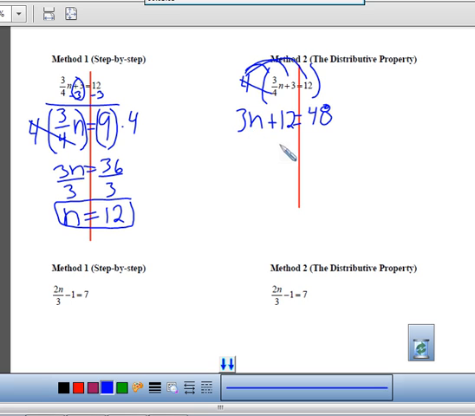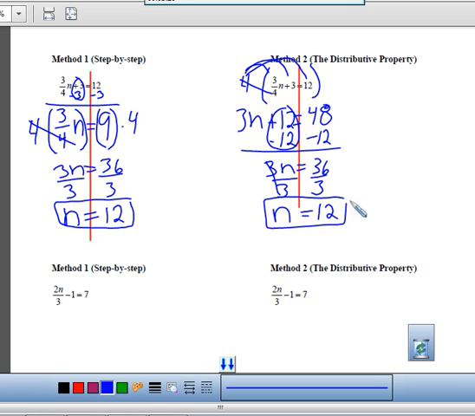Alright, so now I just solve this the way I would any other multi-step problem. Minus 12, minus 12. And then 3n equals 36. Divide by 3. Now some of you may say, well, that's basically doing the same thing. Yeah, but no, it's not. Fractions can be a little tricky sometimes, and these are obviously more simple examples. There are going to be much more challenging examples, so having some different strategies is always a good thing.